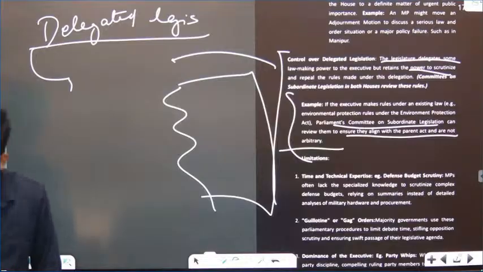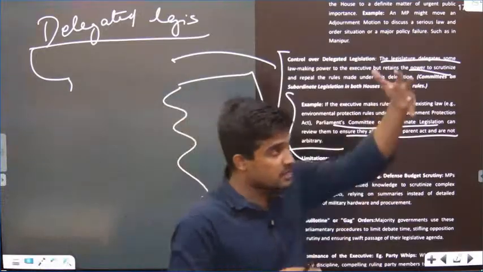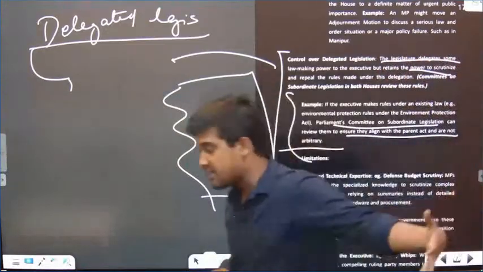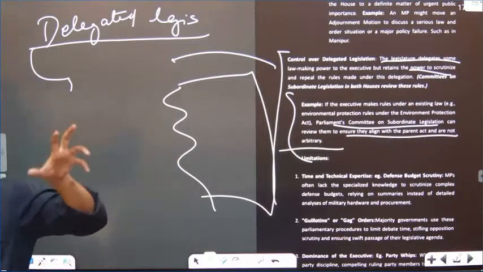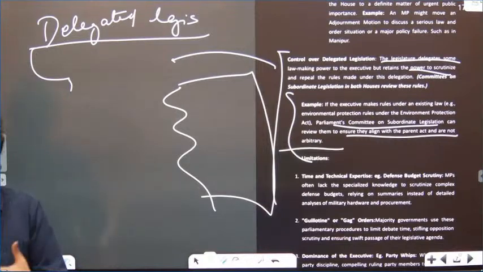Are you able to understand? So they are drawing that power from that main act, but this new order, new notification, new rules, they might not be in the original act, but they are in line with the motive of the original act. Yes.